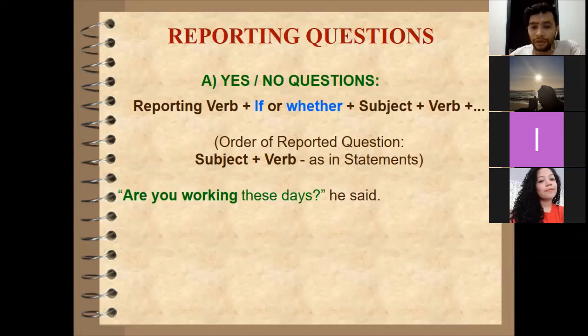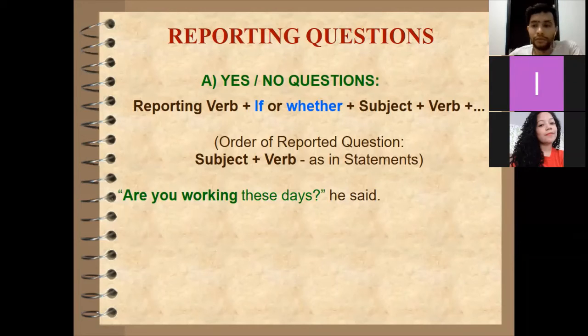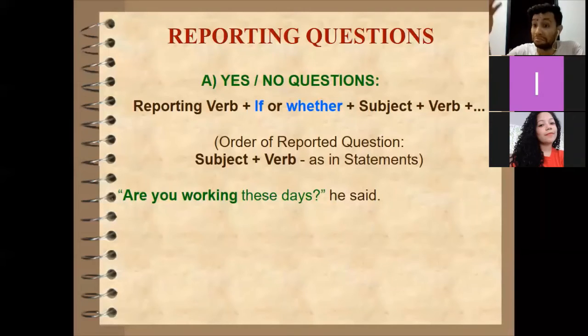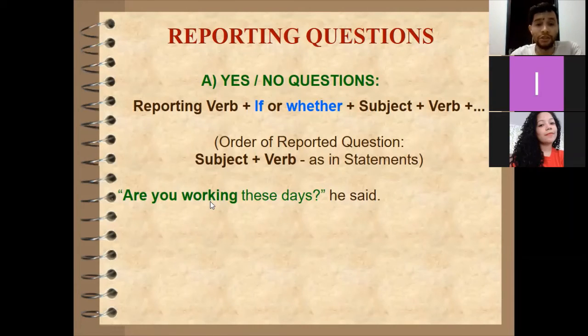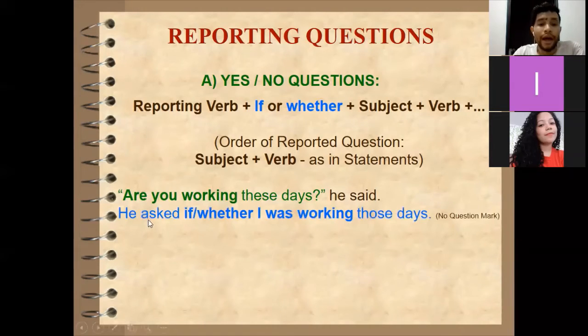That is not reported speech. "He said, if I am working these days." Okay, that's pretty much acceptable, Miss. But what happens? This is present continuous, so you have to use past continuous. So he said or he asked, because it is a question as such, right? "If I was working these days," right? Very good, Miss. He asked if or whether I was working those days.